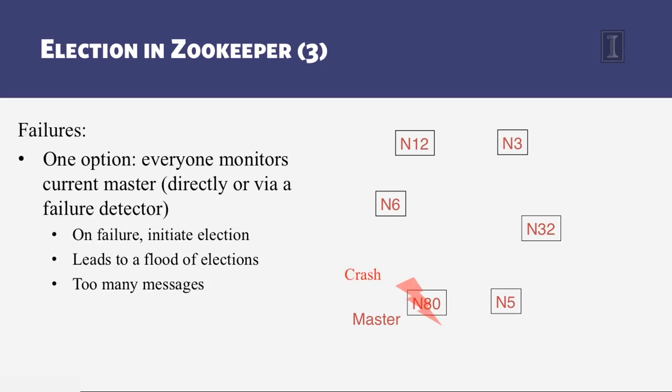What about failures? Well, when you have failures such as the leader itself crashes, one option is for everyone to monitor the current master, for instance, by using a failure detector such as heartbeating or ping-ponging. When there is a failure detected, the processes initiate a new election run. However, when the master fails, multiple other processes in the group might initiate elections simultaneously, and this may lead to a flood of messages. Even though you could use a way to suppress the election messages so that at most one of them completes, still it does lead to an explosion of messages.